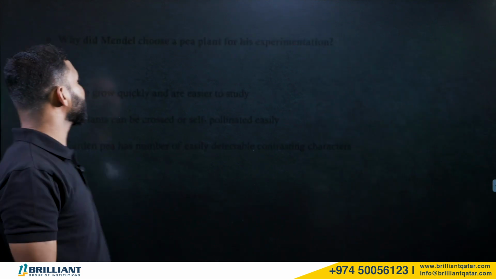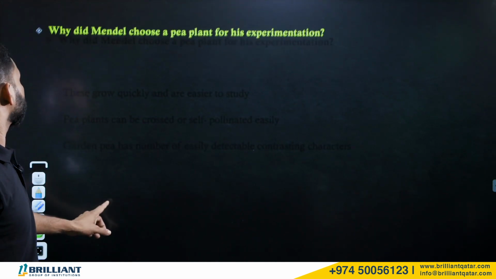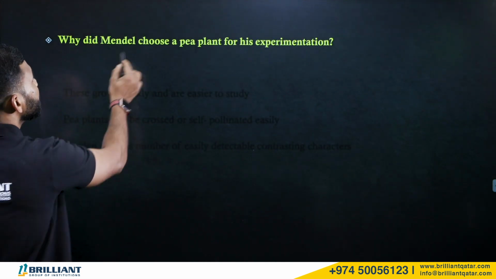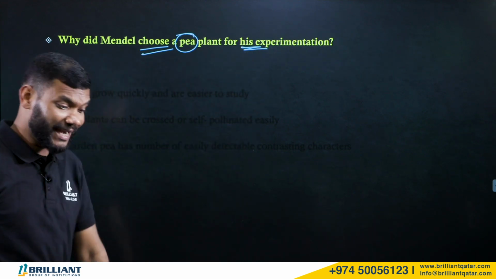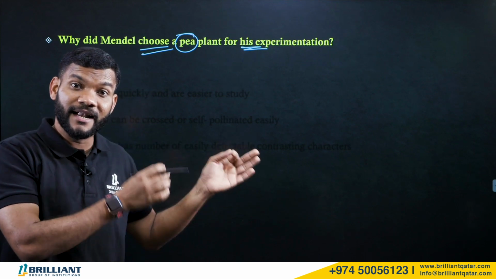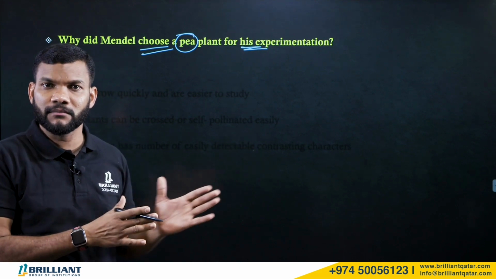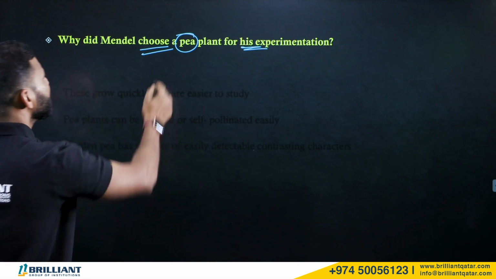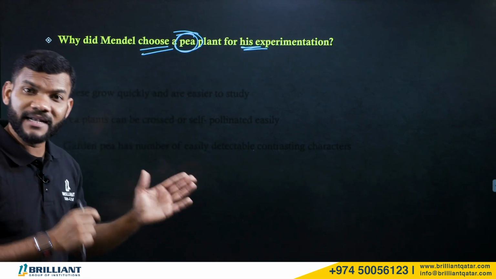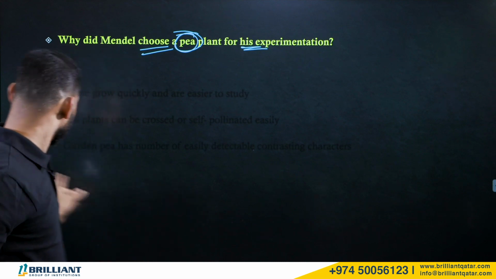Okay, let us discuss the next question. Why did Mendel choose the pea plant for his experiment? Because, as we said before, the name of the experimental organism is Pisum sativum, the pea plant. Now, why? There were many plants, right? Why did Mendel select only this plant? There will be many reasons.